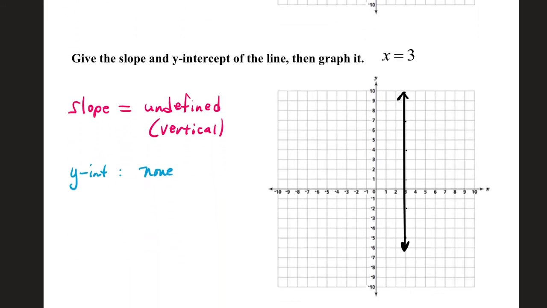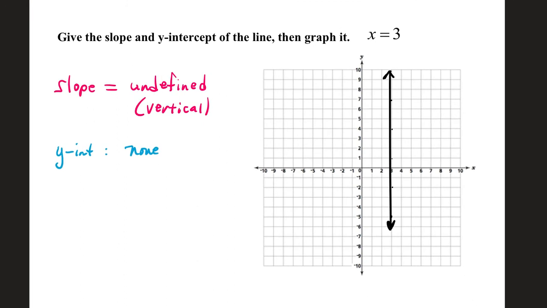The other end of the spectrum is if you only have x equals a constant. Now for these, you have an undefined slope because your line will be vertically oriented. If you pick out 2 or 3 points that have 3 as the x value, like 3, 0, 3, 4, 3, 7, those points will line up vertically. There is no y-intercept, and we have undefined slope, and so this is the vertical line case. X equals a constant.